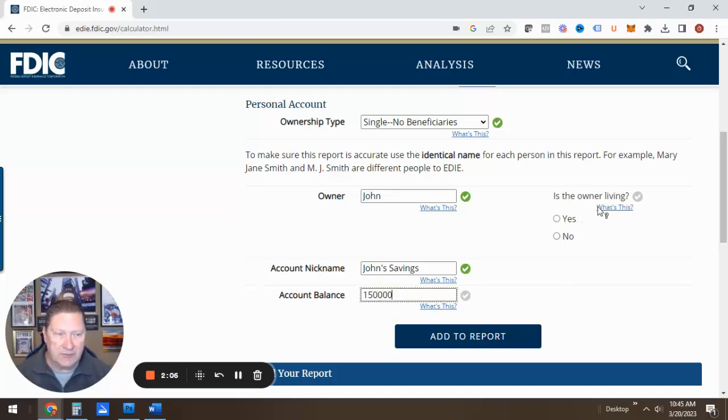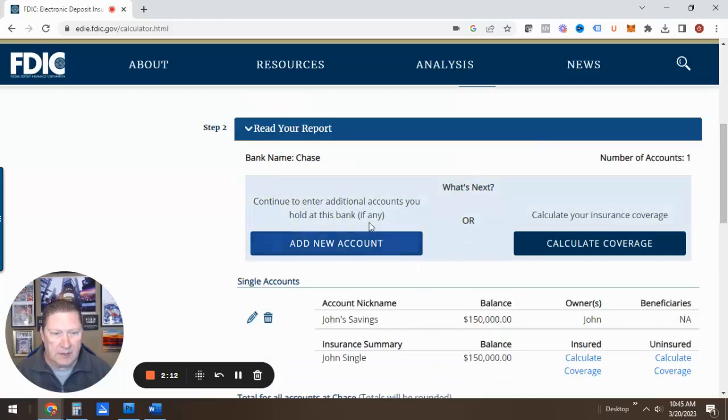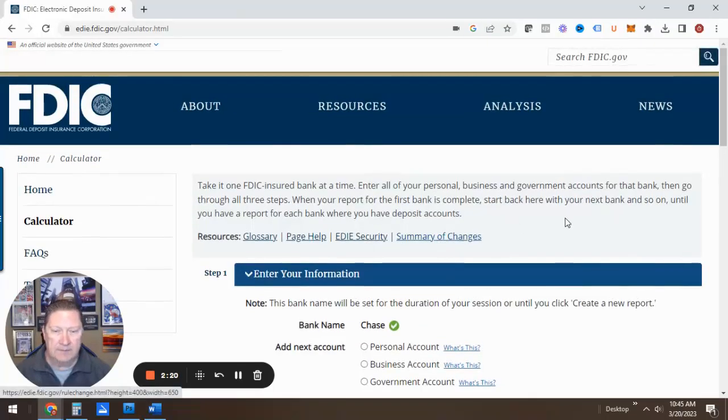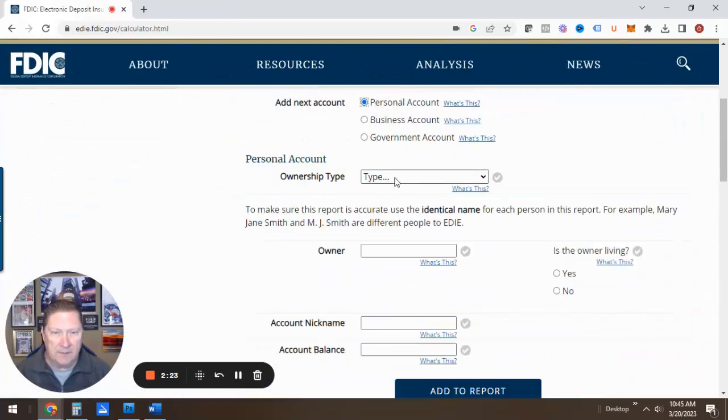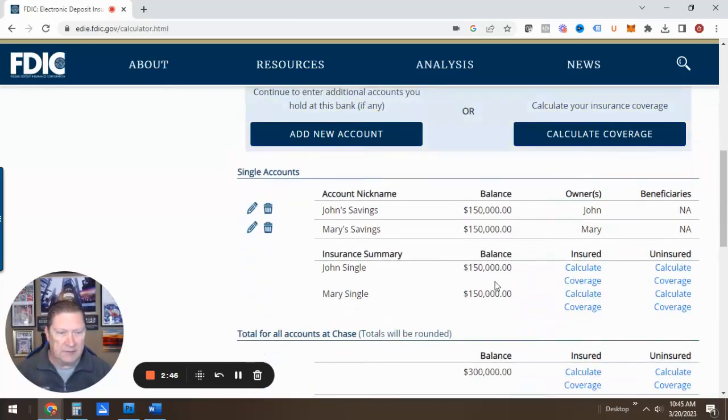And it always asks this question over here: is the owner living? Yes or no? So yes. I'm going to add it to the report. There you go. Now it's added. It shows what the balance is. And now I'm going to add a second one. Let's go back to another personal account, and I'm going to put single, and I'm going to put Mary, the owner. Yes, she's living. Mary's savings. And let's put her the exact same amount, 150,000. Add to the report. Now we see 300,000.